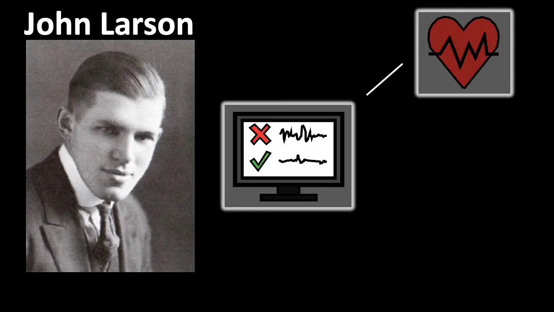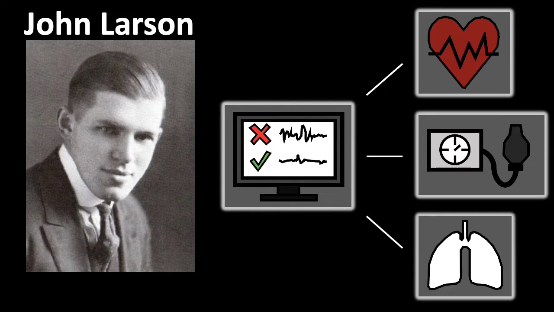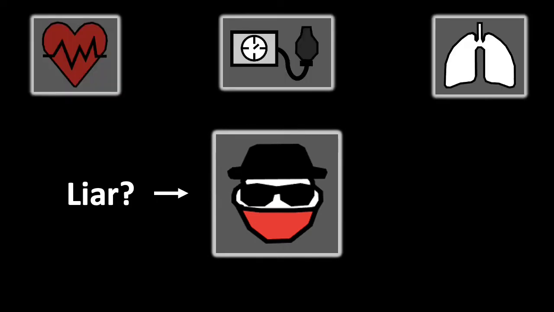The polygraph was invented by John Larson in the early 1920s and was used to detect lying by measuring heart rate, blood pressure, and respiration. To detect whether a suspect was lying during an interrogation, law enforcement measured these variables in response to different types of questions using a technique called the control question test.